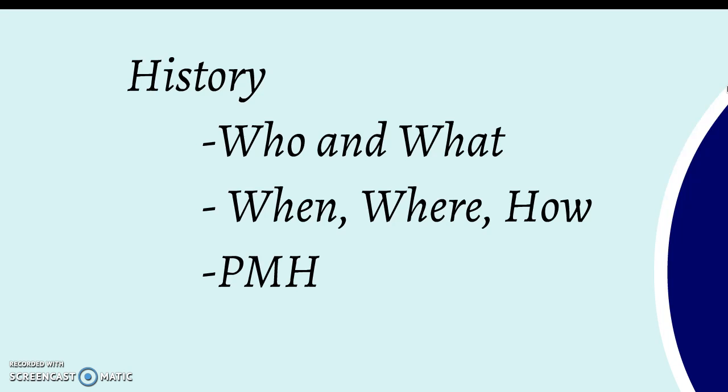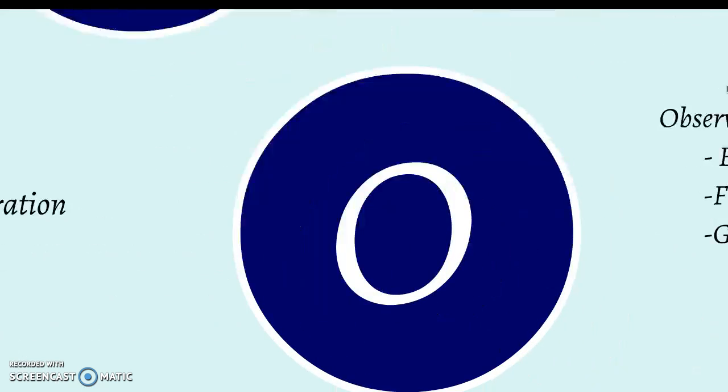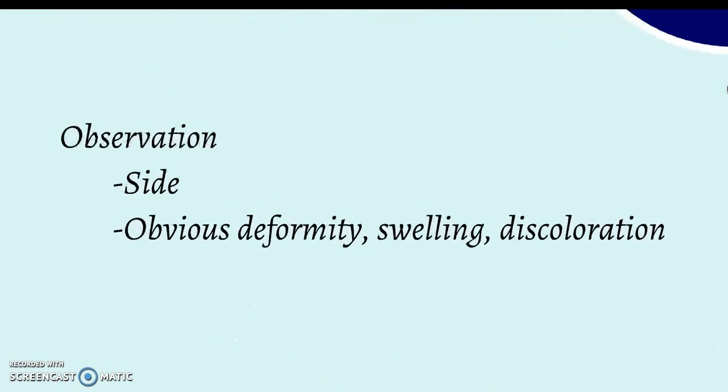mechanism of injury. I usually end my history with past medical history, so I ask about whether they've had an injury on that side before, whether they have diabetes, sickle cell, asthma, or whether they've ever injured that body part before now. Then I move on to observation, which is exactly what it sounds like.